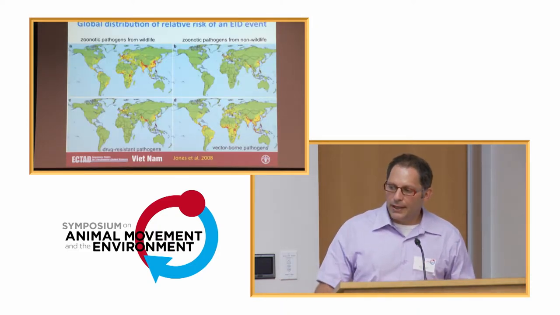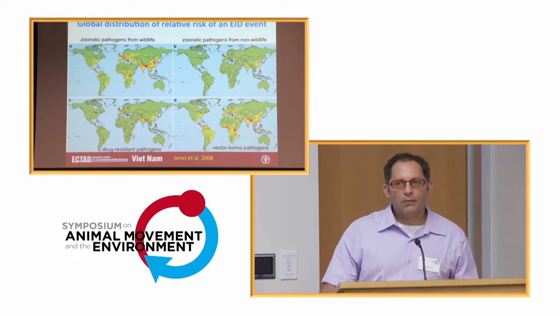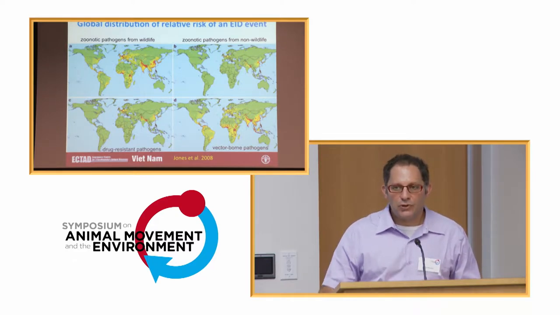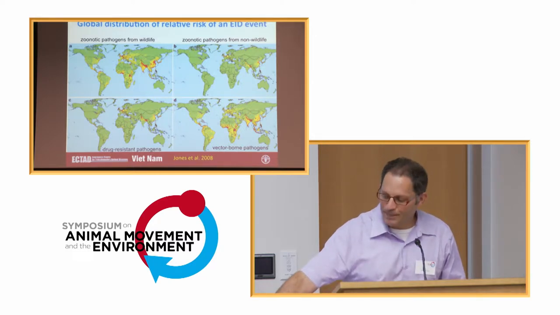And if you look at where relative risk is, then you start to see slightly different patterns depending on whether you're talking about diseases coming from wildlife, vector-borne diseases, or diseases coming potentially from livestock. But the preliminary work that's out there really suggests that we have some understanding of where we need to focus our future efforts geospatially.